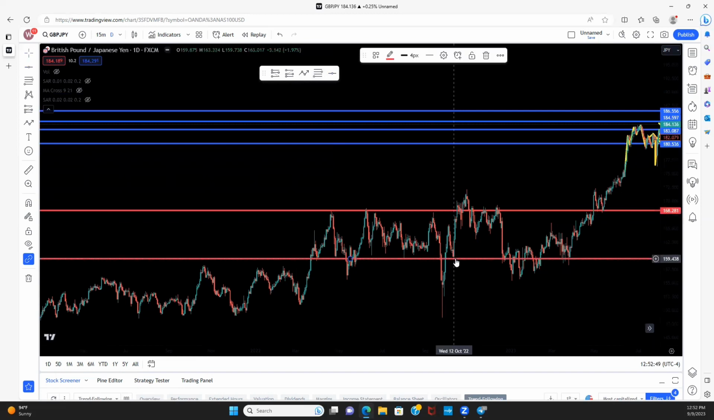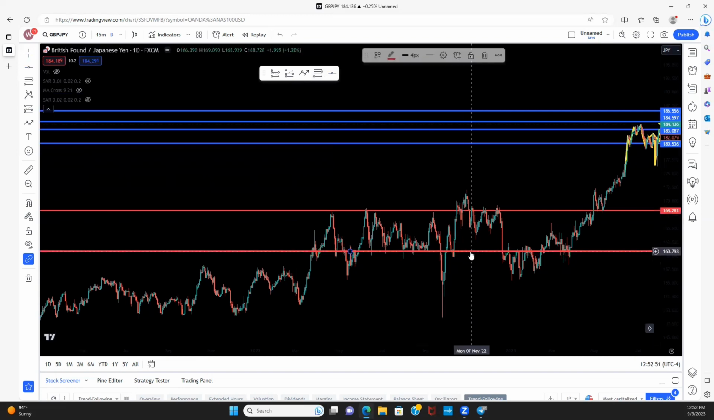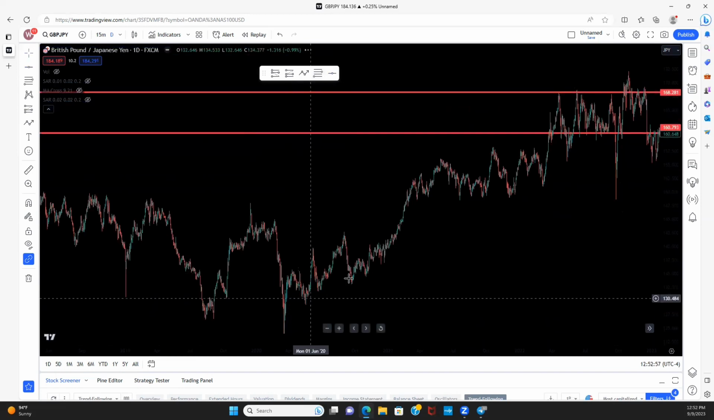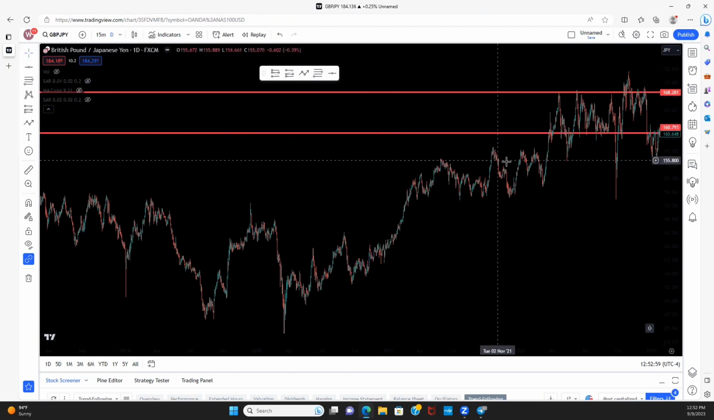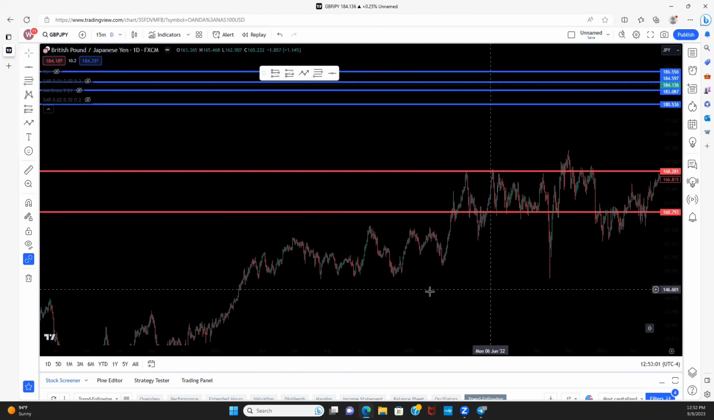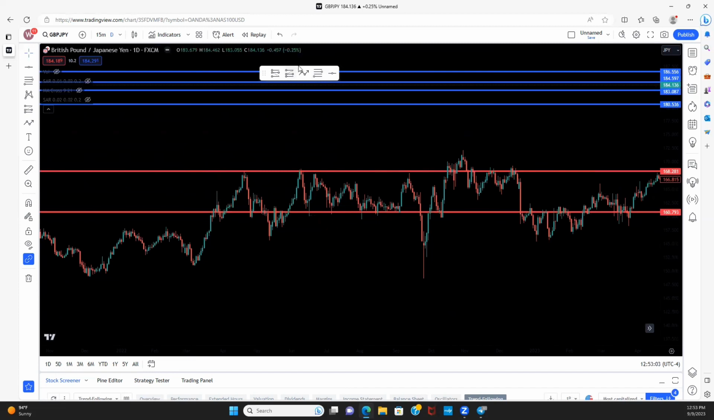We can clearly see this is a box that price was stuck in. We zoom out. This was a nice uptrend. Got stuck in the ranging here. Then look, made that huge higher high. And then what happened? Price got stuck and started bouncing and bobbing.